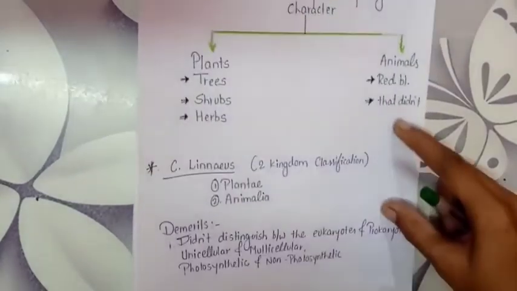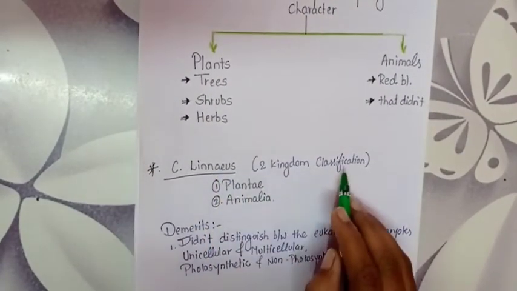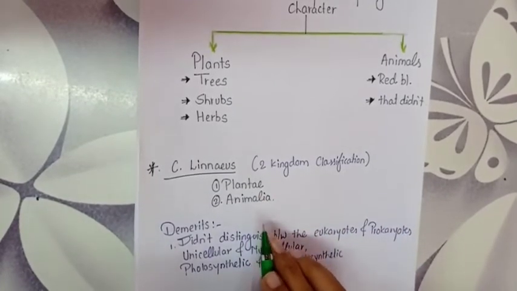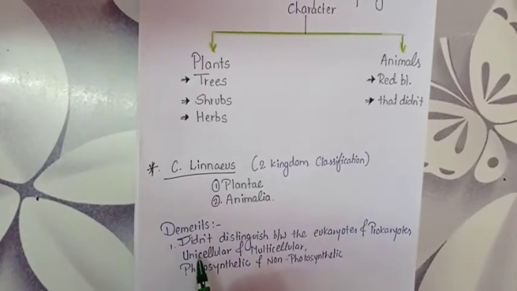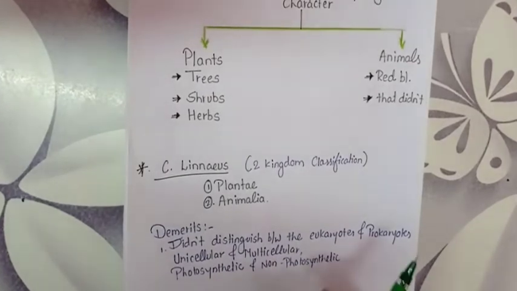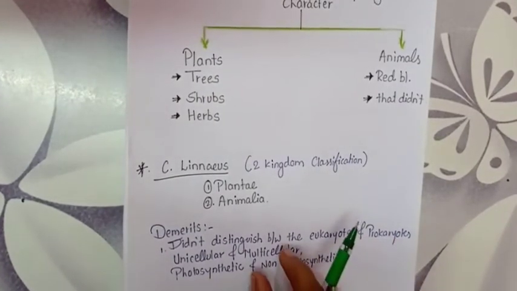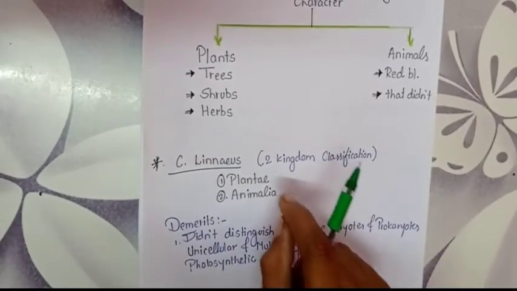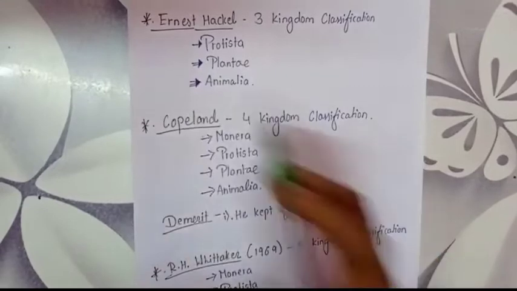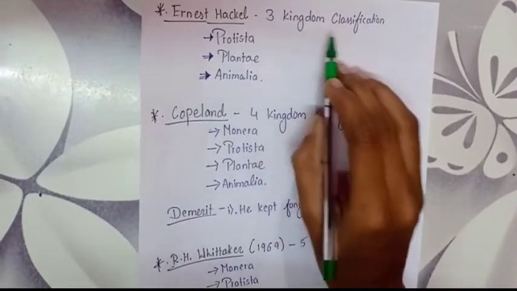After that, C. Linnaeus gave the two kingdom classification, classifying as Plantae and Animalia. But the demerit of this is that it didn't distinguish between eukaryotes and prokaryotes, unicellular and multicellular, photosynthetic and non-photosynthetic. In this way, many criteria were not included in either Plantae or Animalia.